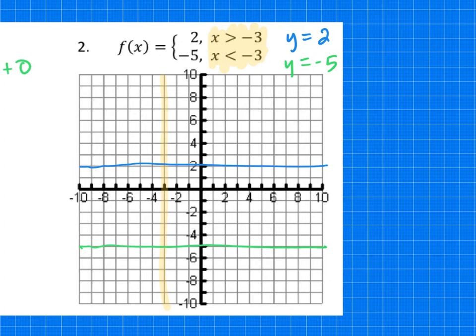The y equals 2 has a domain of x is greater than -3, which means I don't need anything on the left side. My y equals -5 is x is less than -3, so I don't need everything above that. So then all I need to do is add in my open circles for both, because both of them are just greater than or less than. Put my arrows on the ends, and that's my piecewise function for number 2. We did those 2 together as a class.